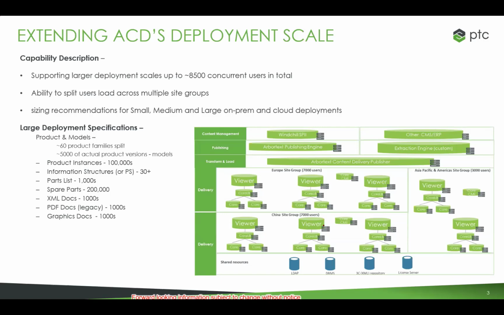And I provided some example here on the diagram, which kind of resembles the large deployment scale that we are targeting. So this gives you a sense of how many viewers or the different sites that are being set up for Europe versus Asia Pacific versus China in this case, and the scale of the data set that it's supporting currently. So around 60 product families and 5,000 product versions or models. So that's quite significant and impressive achievement of ACD 715.